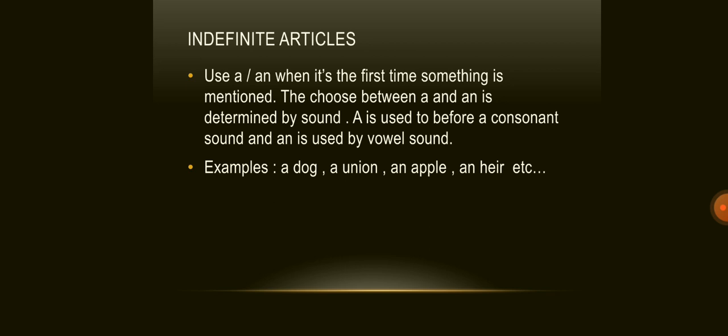The indefinite article. Use a and an when it's the first time something is mentioned. The choice between a and an is determined by sound. A is used before a consonant sound and an is used before a vowel sound. Example: a dog, a union, an apple, an hare, etc.